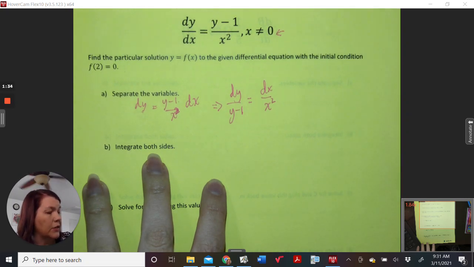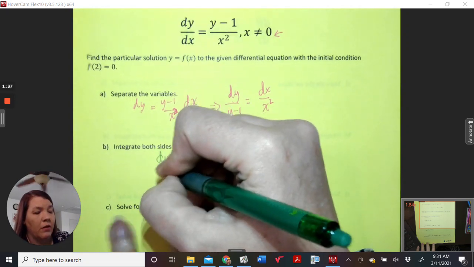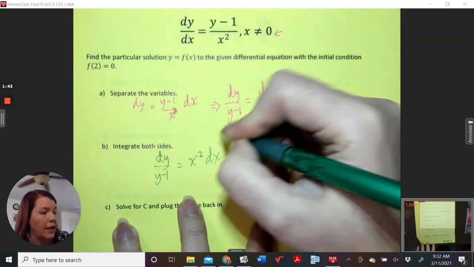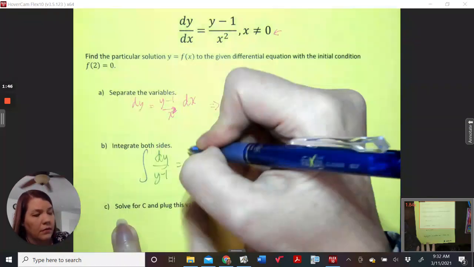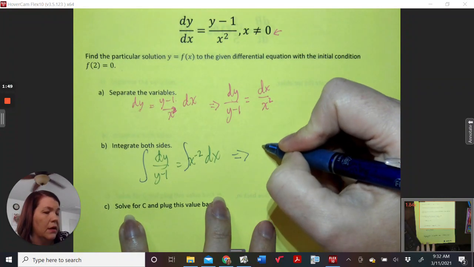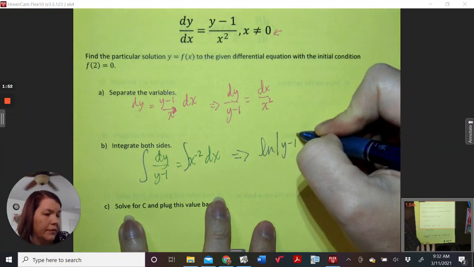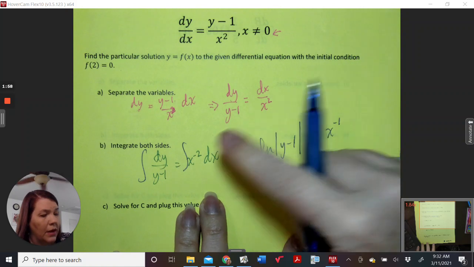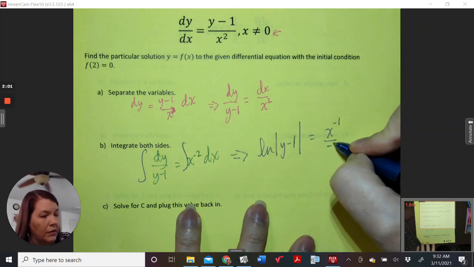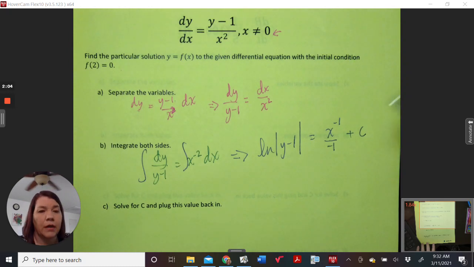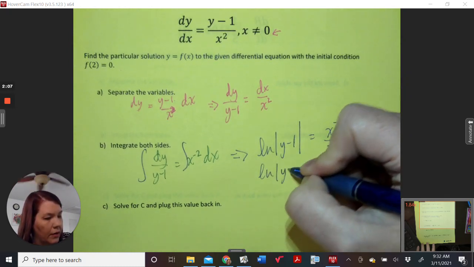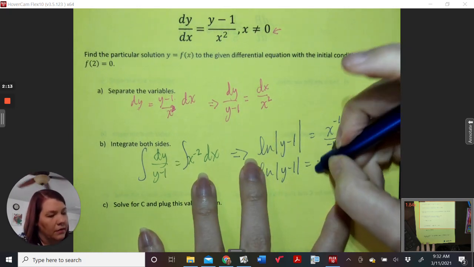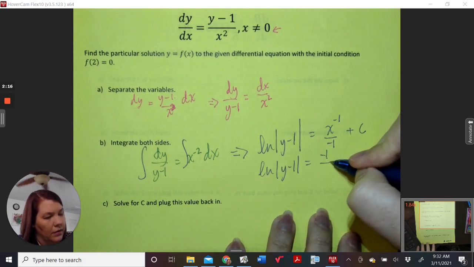Since I'm about to integrate, I'm going to rewrite for integration. This one's going to stay dy over y minus 1. This side's going to become x to the negative 2 dx. And then I will integrate. I will get ln y minus 1 equals x to the negative 1, because we add 1 to that, divided by our new exponent, plus c. Cleaning that up just a little bit: ln absolute value y minus 1 equals negative 1 over x plus c.